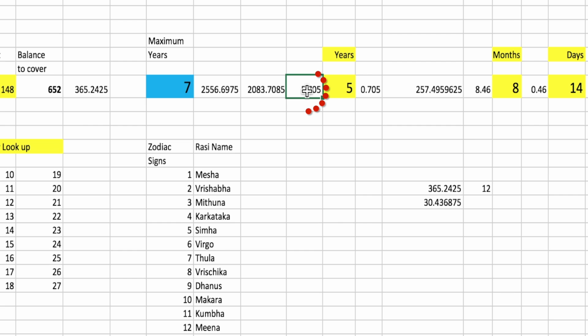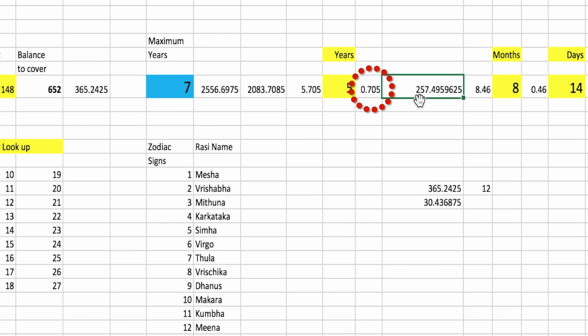2083.7085 divided by 365.2425 gives you 5.705. The meaning of this is 5 years. And you still have to work around with the balance here, 705. For that, I've just integerized this number. Subtract 5 from 5.705 to get 0.705.